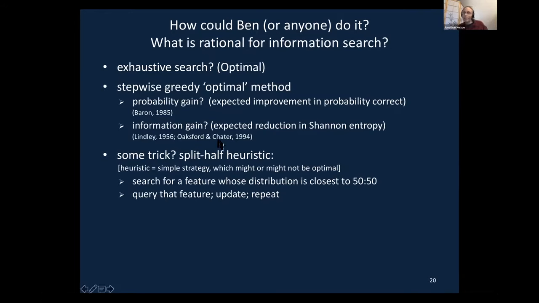And of course, Ben might have some trick. He might have just memorized what's good. It might be trial and error. Or he might be doing something like this strategy of trying to split things in half as best you can among the remaining items, which seems to be a reasonable strategy. And so we wondered what Ben was doing.